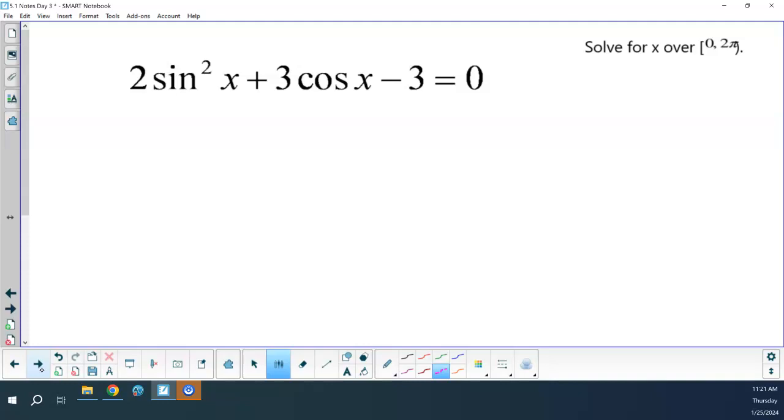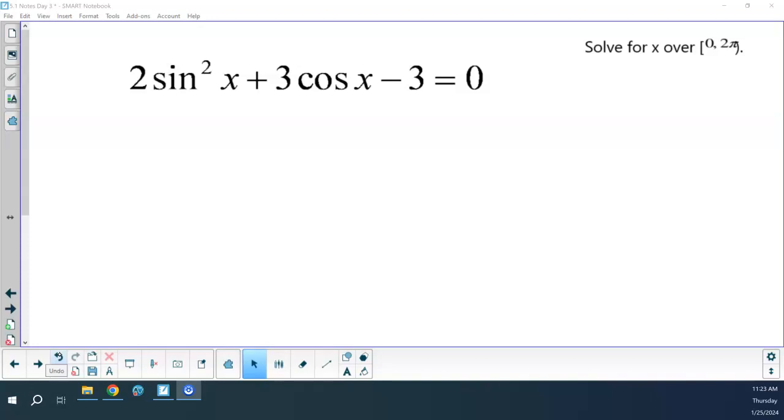Let's do this. You know what? I'm so confident in you guys. I'm gonna let you guys try this one. What part don't I like? Well, the part that I don't really like is the fact that we have sine and cosine. So is there any way that we could get one trig function?